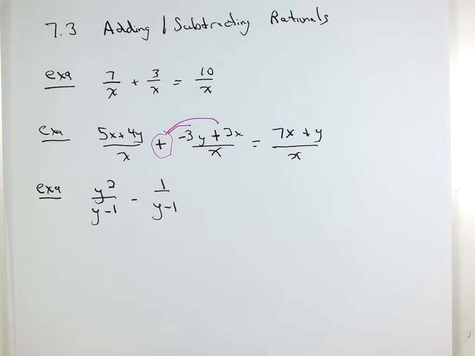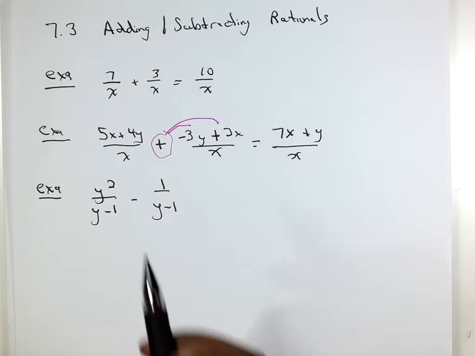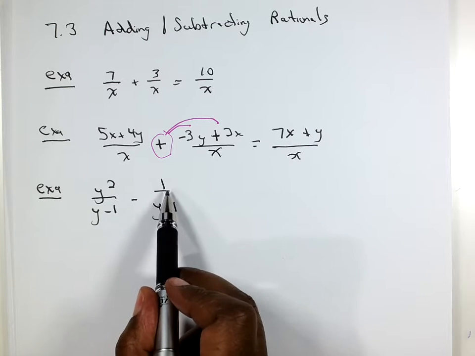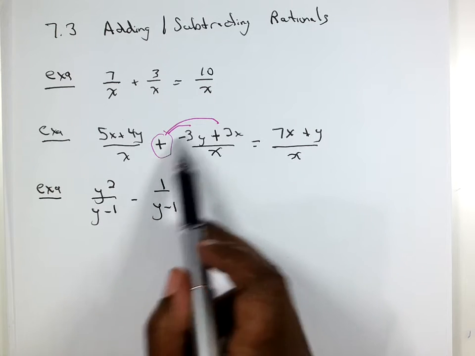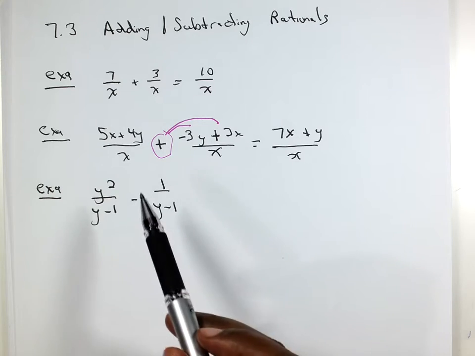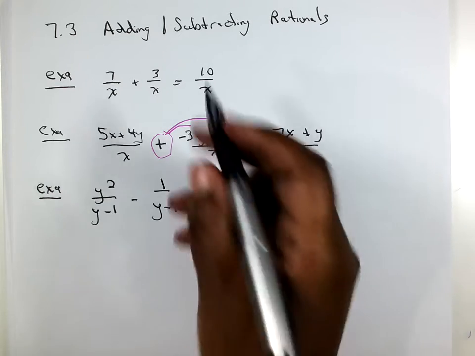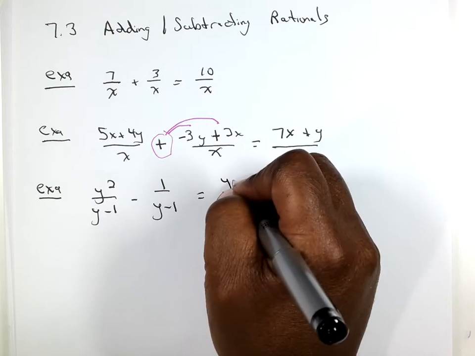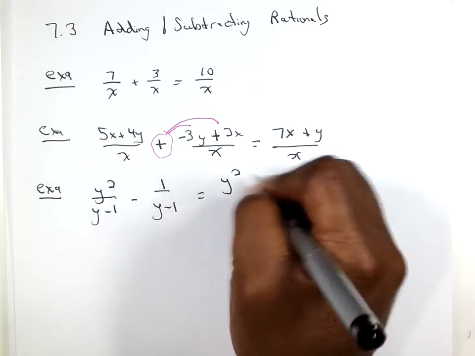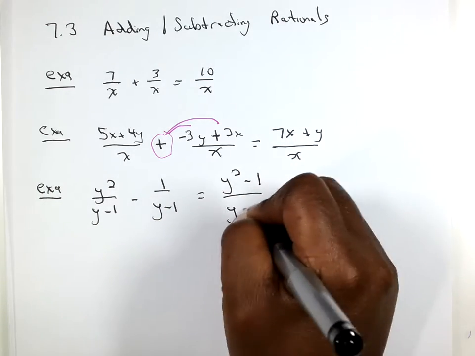My next example, I have y squared over y minus 1 minus 1 over y minus 1. This is a subtraction, but because there's only one term, I don't really have to worry about distributing like I did in the previous one. So again, my denominators are the same. I can add or subtract the numerators, I should say. So y squared minus 1 over y minus 1.